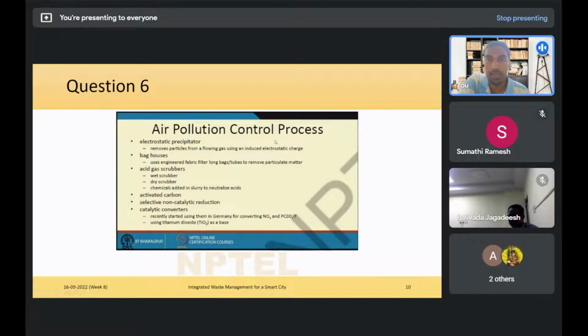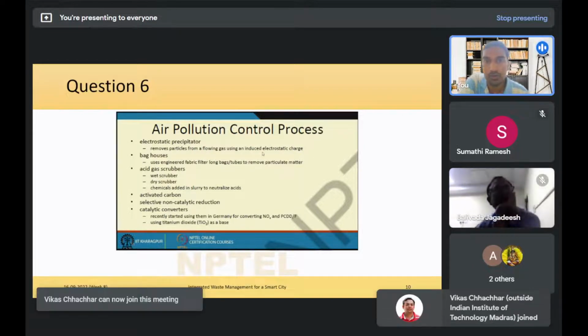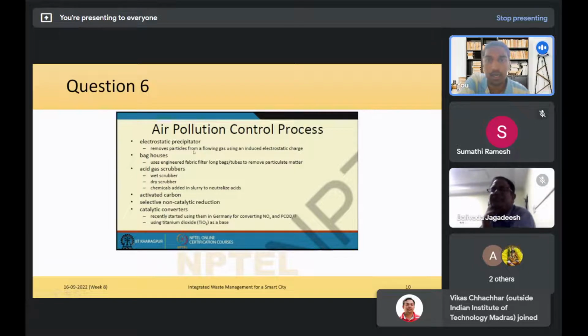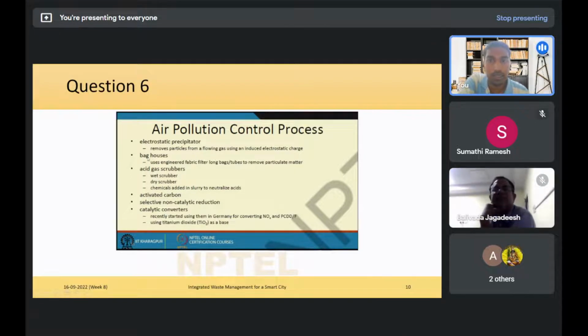So here again, we discussed these different methods in the lecture. The electrostatic precipitator uses the induced electrostatic charge. When the gas flows through this electrostatic precipitator, because of this charge, we attract the particulate matter. And in the baghouse, as I said, we use engineered fabrics of long bags or tubes that will filter out these particulate matters.